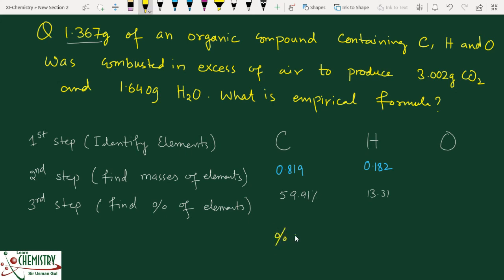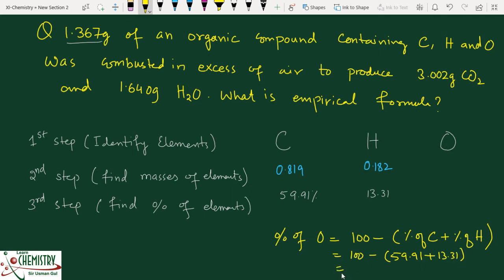So now I will calculate the percent of oxygen, that is 100 minus the sum of percent of carbon and percent of hydrogen. So I will get 100 minus 59.91 plus 13.31. I will get the percent of oxygen will be 26.78.